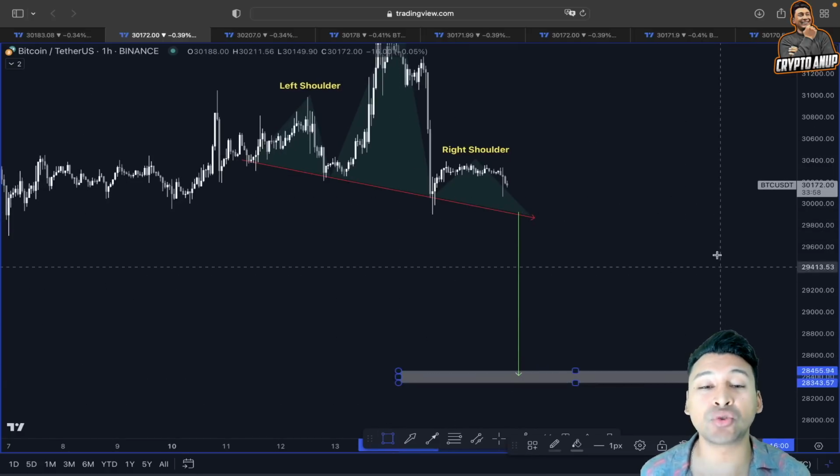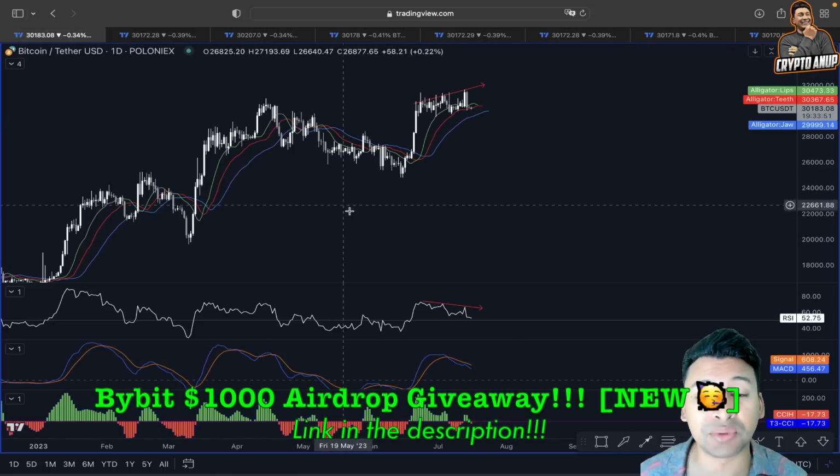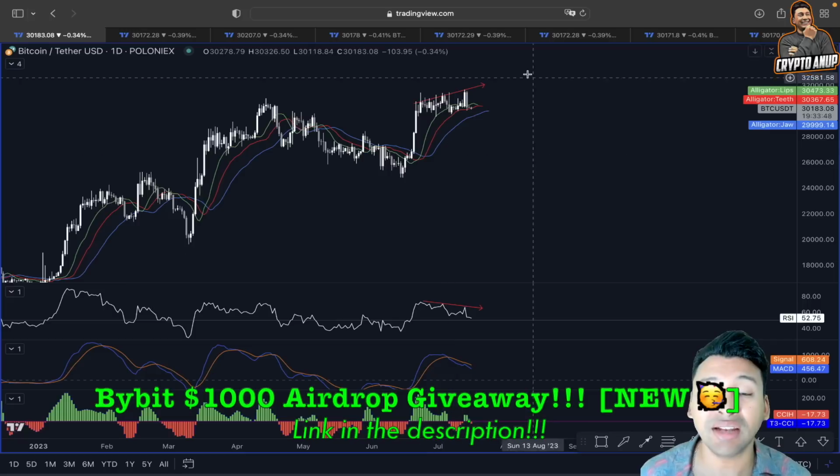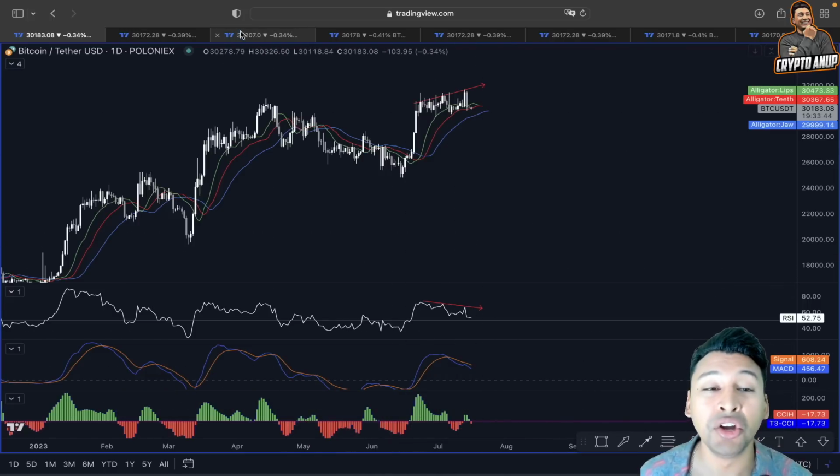Yes, guys, this head and shoulder price opportunity is going to be between 28,000 to 28,500 because the price in a daily time frame is lacking bullish momentum, and even the indicators are clearly showing weakness.